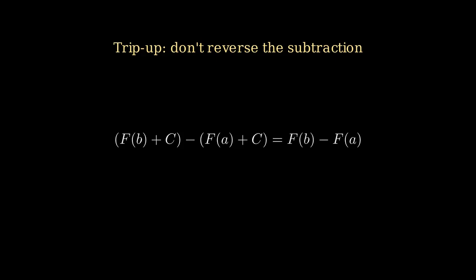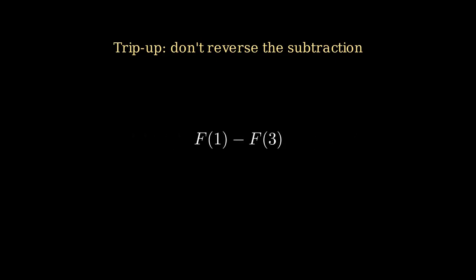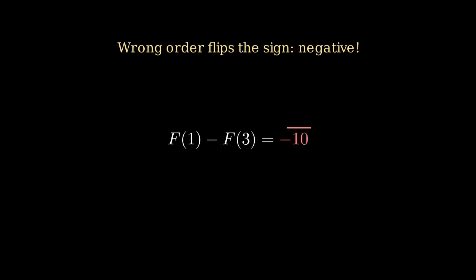Now, a common trip-up. Learners very often reverse the order of subtraction, computing the antiderivative at the lower bound minus the antiderivative at the upper bound, instead of the other way around. This mistake happens especially often when the lower bound happens to look like the bigger number, which can trick your instincts. Watch out for that sign error. It flips your final answer, negative.